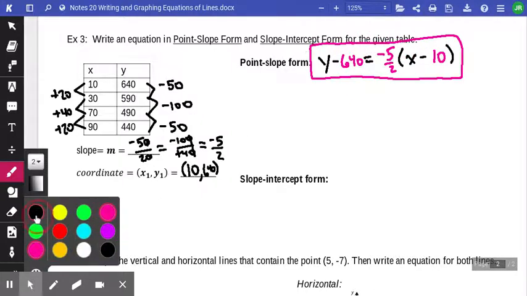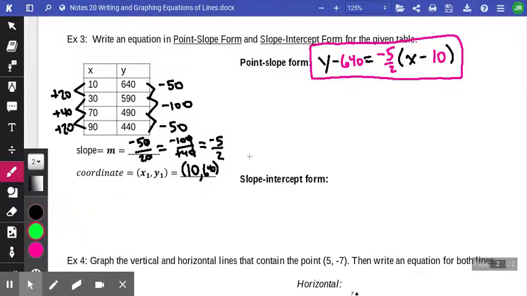If they ask you to put it in slope intercept form, which is y equals mx plus b, get rid of the parentheses and then get y by itself. So y minus 640 equals, we'll take negative 5 over 2 times x, which is negative 5 over 2x. And then use Desmos, negative 5 over 2 times negative 10. And that's going to give me positive, let's see, 50 divided by 2, that's going to give me 25.